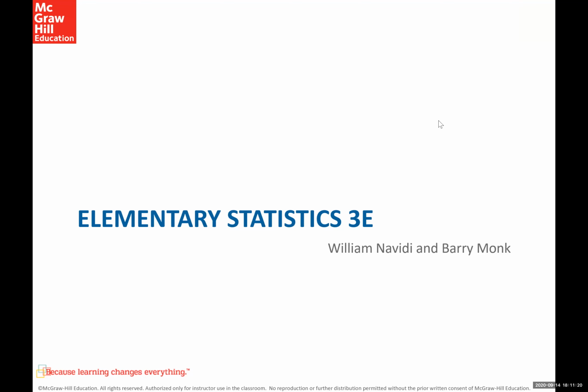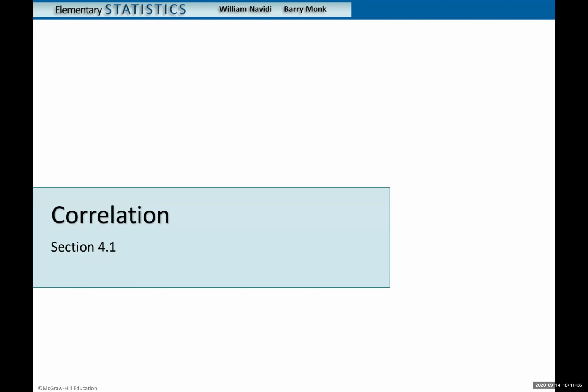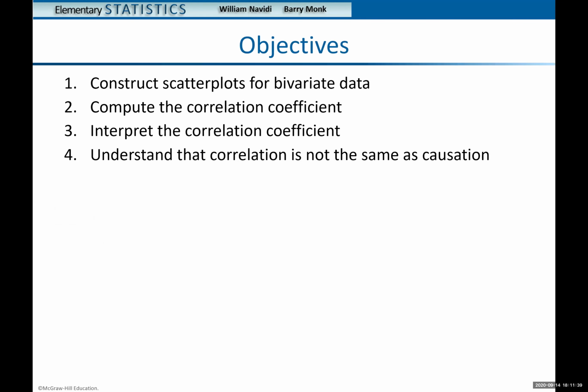All right, chapter 4. So 4.1 is all about correlation. And these are the objectives.